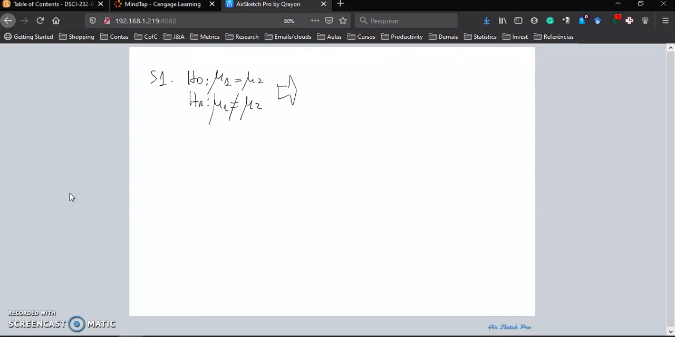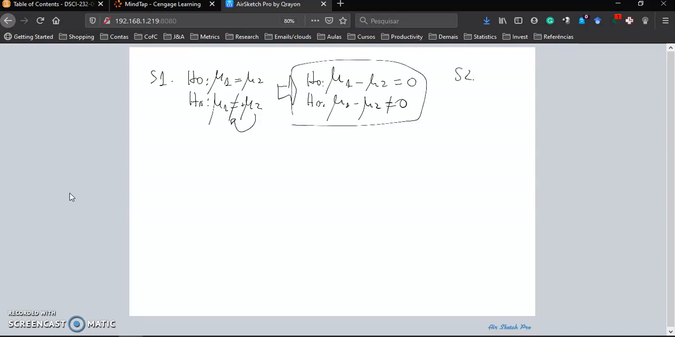This is the same as saying the null and the alternative, if I move the mu2 to the other side of the equation, I have mu1 minus mu2. This is a positive number, it goes to the other side as negative. Is different than 0. Mu1 minus mu2 is equal to 0. Okay, so because of that, I know and answered the question in step number 2. That is a two-tailed test. Two-tailed test.